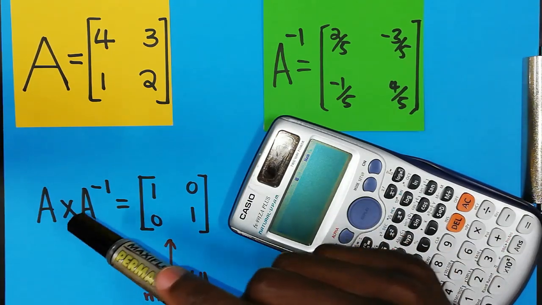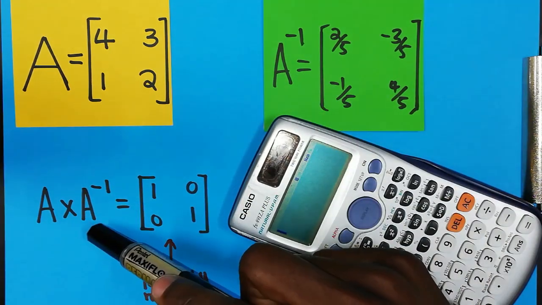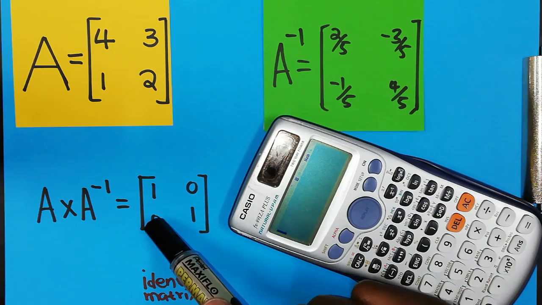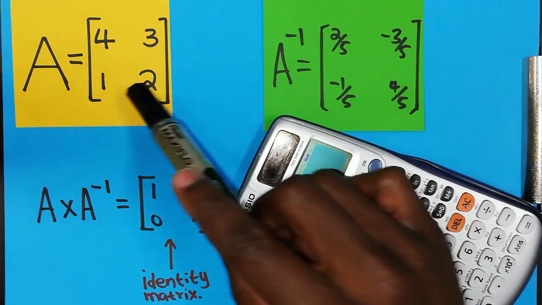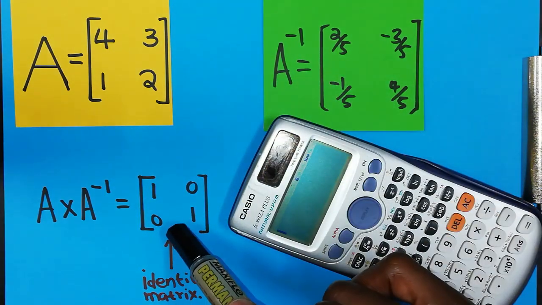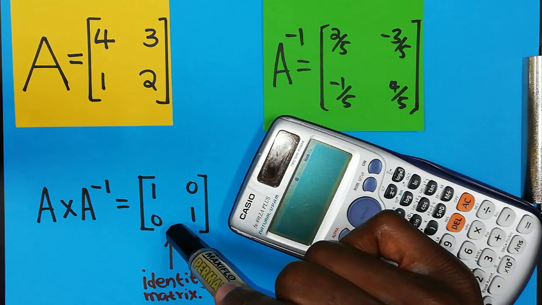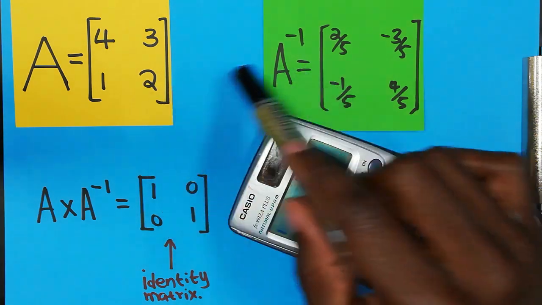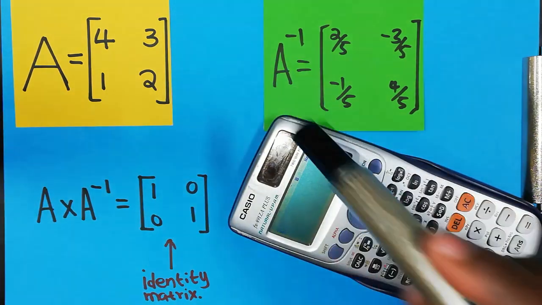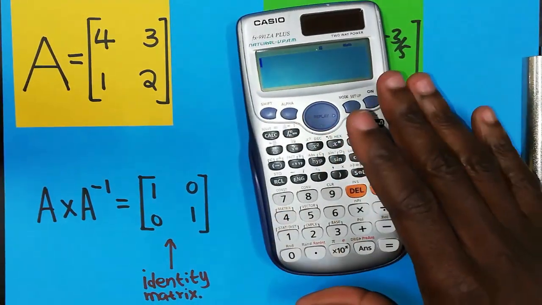All right, when you multiply the original matrix A with the inverse that we got from the previous slide, the answer that we expect to get is the identity matrix, 1 0 0 1. If you multiply the original matrix with the inverse that you calculated and you don't get this answer, then you must know that whatever you did is wrong. So I'm just going to prove that whatever we did is correct. I'm going to multiply that matrix and the inverse, and I'm going to use my calculator just to speed up the process.